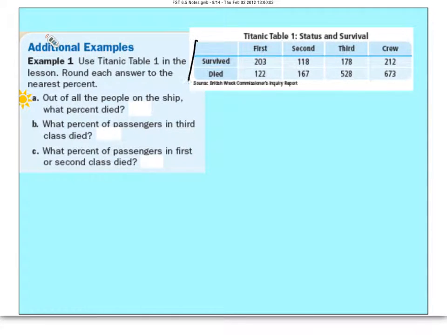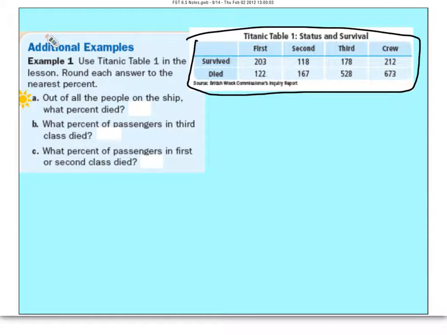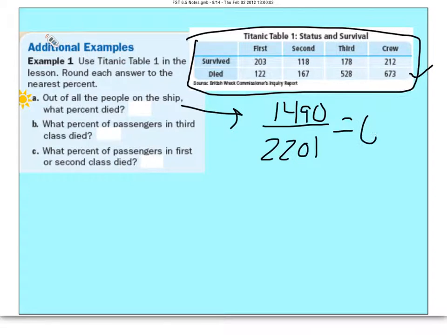So now for part A, we're looking at everyone on the ship, and we had talked about that the total on this was 2,201. What percent died? So all of those that died was this last row. That was 1,490. This will be about a 68%.